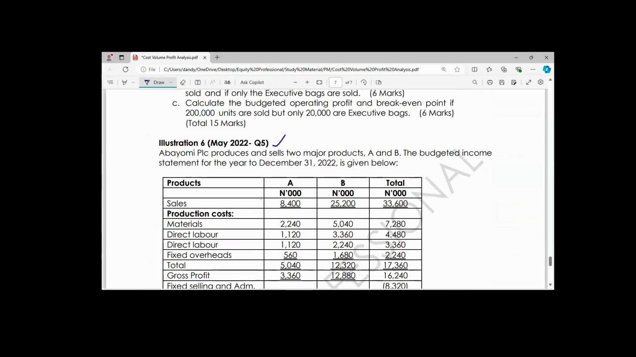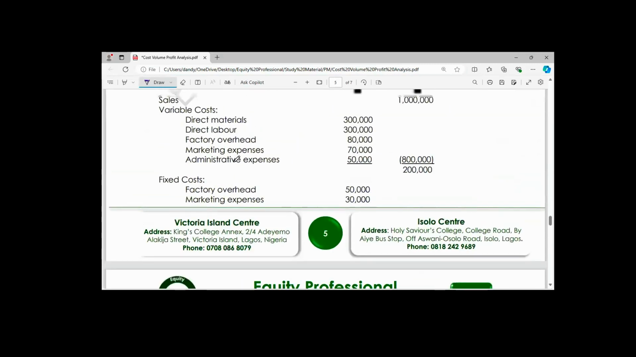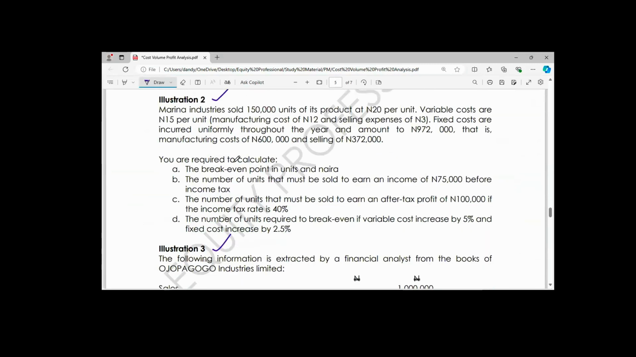All right. So I need somebody to read for us illustration number 2, Marina Industries. Somebody should read for us. Who will help us?